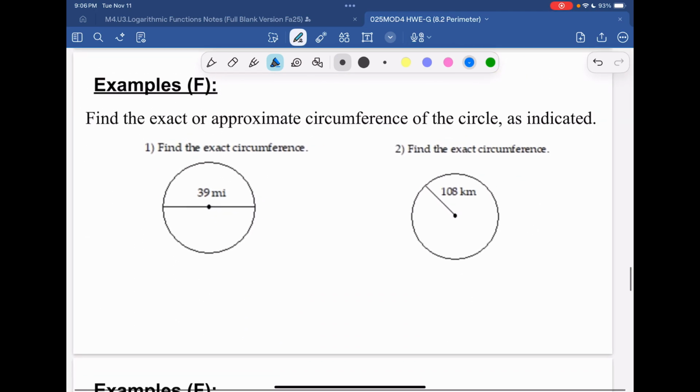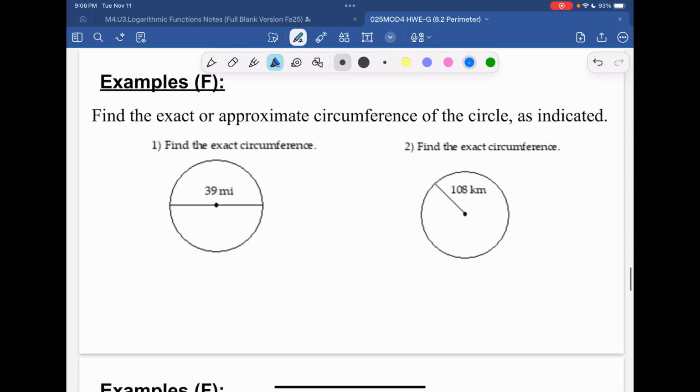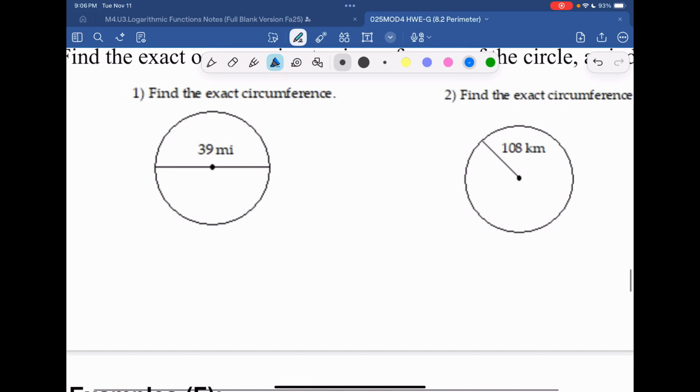It says find the exact or approximate circumference of the circle as indicated. In example 1, it says find the exact circumference. When it says find the exact circumference, that means you're going to leave pi in your answer.